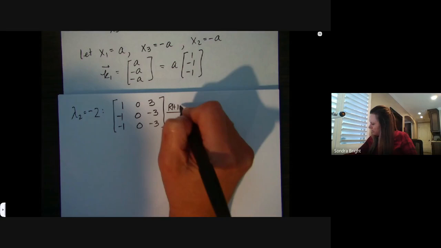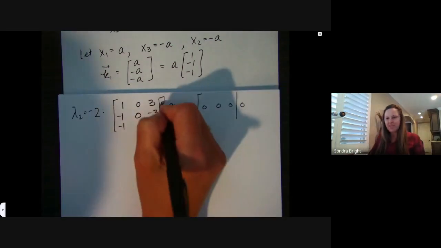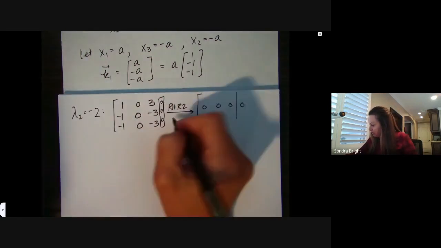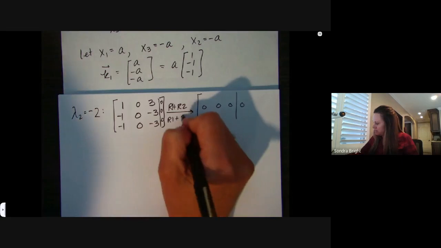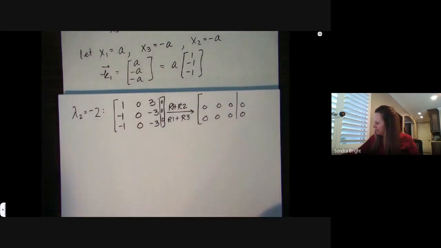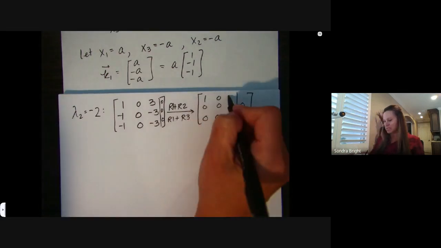Whoops, I forgot my 0, 0, 0. Taking row 1 and adding it to row 3, 0, 0. Oh, nice. Okay. And then my first row was a 1, 0, 3, 0. Okay, so what's the relationship there?